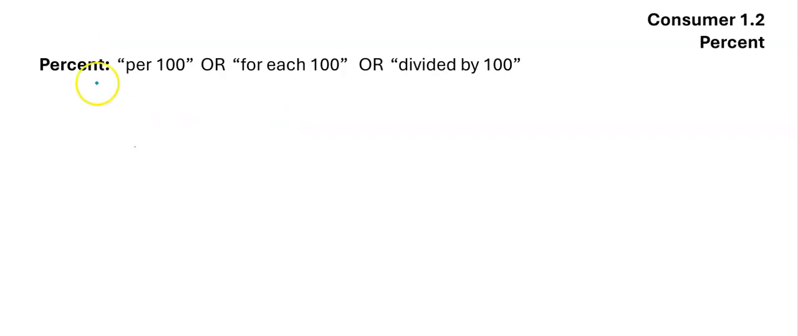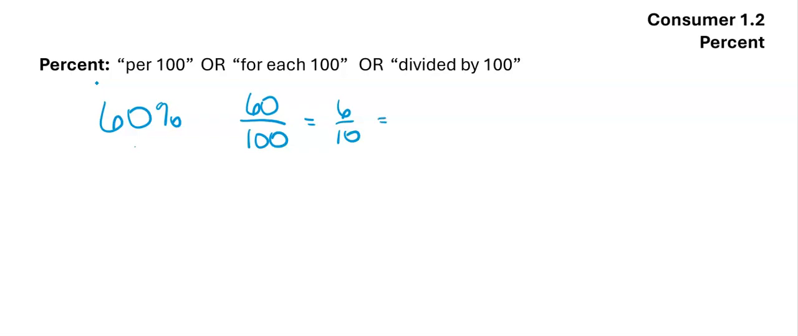Now, a percent can be written as a percent, for example, 60%, as a decimal, or as a fraction. First, I'm going to write this as a fraction. 60% is the same thing as saying 60 over 100, because remember, a percent is a ratio with a denominator of 100. This can reduce to 6/10, which also reduces to 3/5. So 60% can be rewritten as a fraction of 60 over 100 or 3/5.